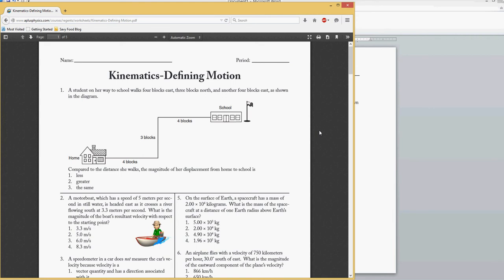Alright, the first question in kinematics, defining motion, that we're going to cover is the one that goes from the home to the schoolhouse. A student on her way to school walks 4 blocks east, 3 blocks north, and another 4 blocks east, as shown in the diagram.